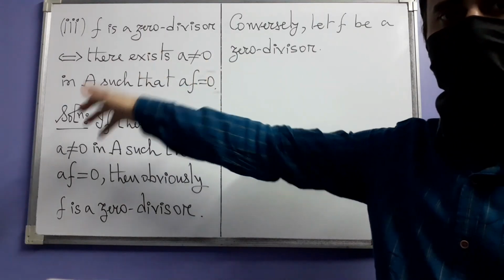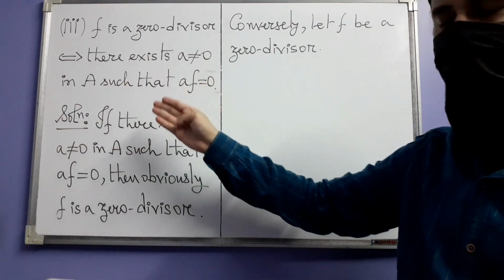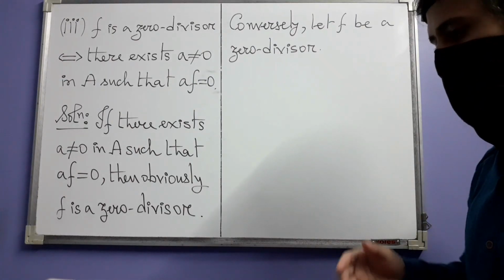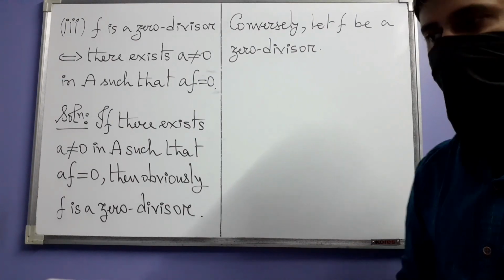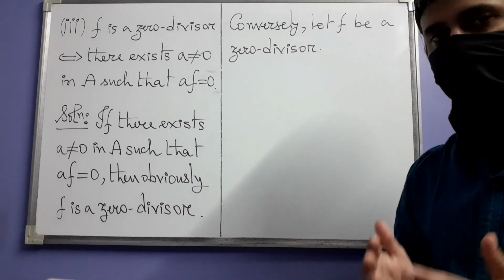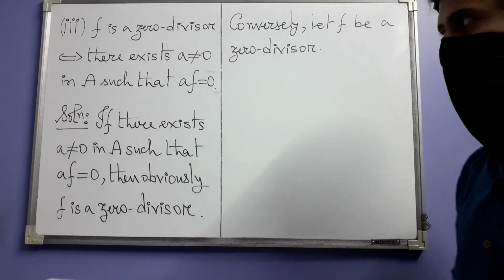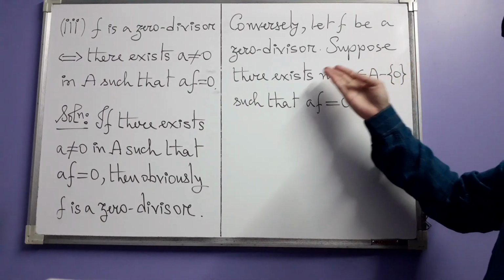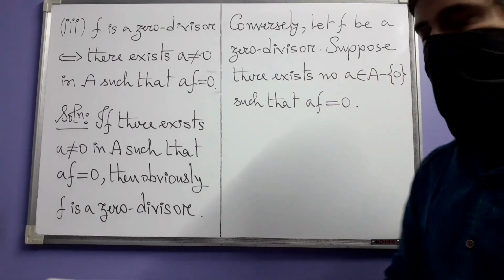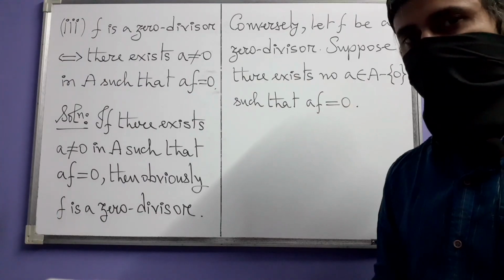is a non-zero ring element in A and such that af is equal to 0. But the proof will now go by contradiction. What will happen if we suppose that no such a exists? So we make that supposition. Suppose there exists no a in A minus 0 such that af is equal to 0.